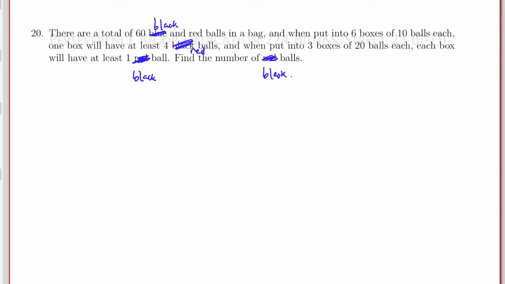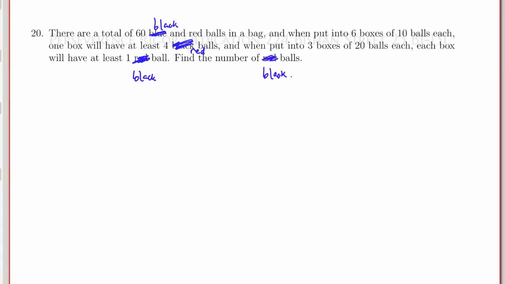So this is the question. There are a total of 60 black and red balls in the bag. When put into 6 boxes of 10 balls each, one box will have at least 4 red balls. And when put into 3 boxes of 20 each, each box will have at least 1 black ball. Find the number of black balls. Okay, let's start from the second condition, because the second condition is a bit stronger. Instead of saying one box, it has each box. So if put in 3 boxes of 20 balls each, each box will have at least 1 black ball.